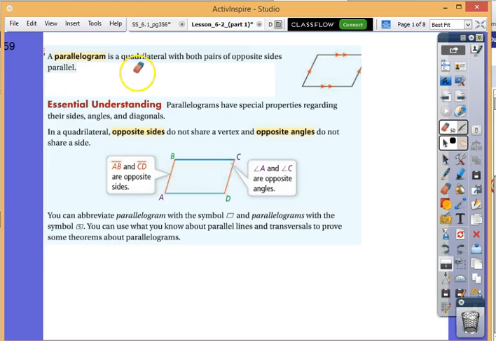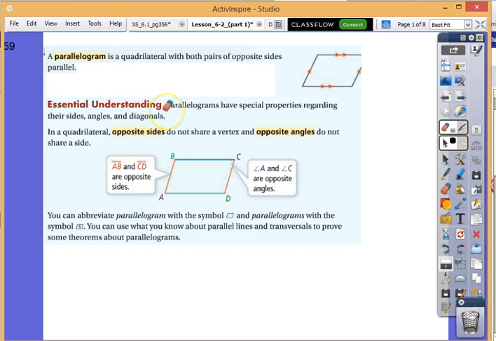So, a parallelogram is a quadrilateral. So, what's a quadrilateral? 4 sides. It's a four-sided polygon. A parallelogram is even more specific. It has 4 sides, but both pairs of its opposite sides are parallel. That is the definition of a parallelogram.